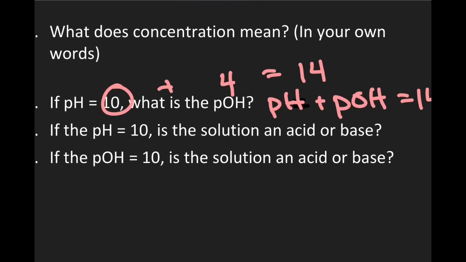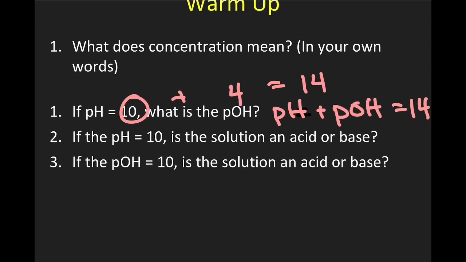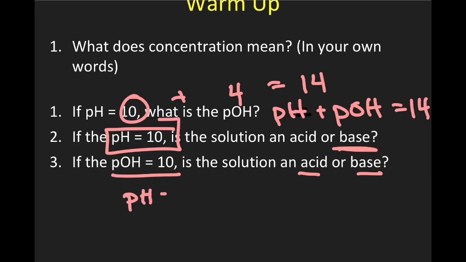All right, if our pH is 10, is our solution an acid or a base? The higher the pH, the more basic it is. So pH 10 would be a base. Switching it up a little bit, if the pOH is 10, is it an acid or a base? So we're used to looking at our pH scale, so let's figure out what this would be in pH. If our pOH is 10, our pH must equal 4 so that they add together to give you 14. So this 4 we know would be an acid.